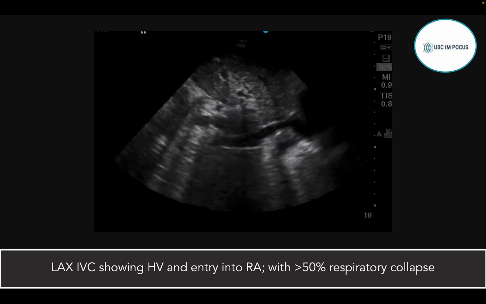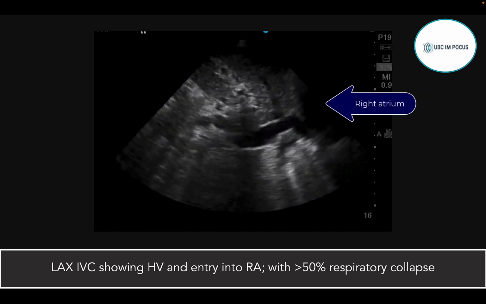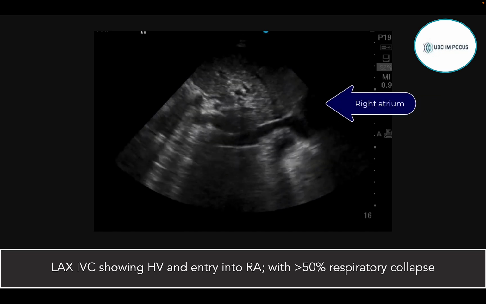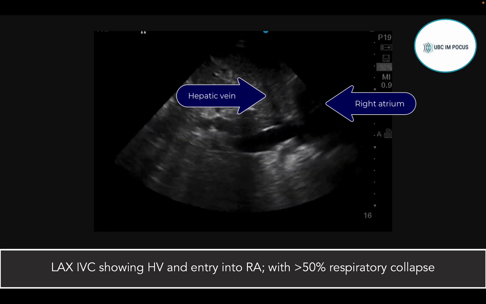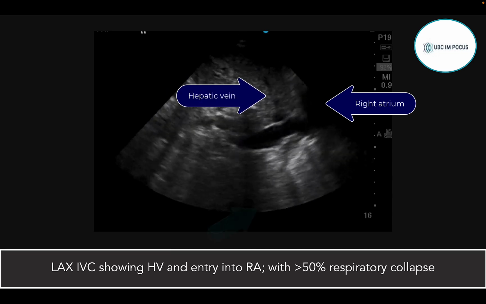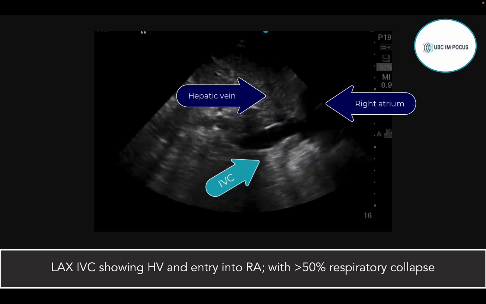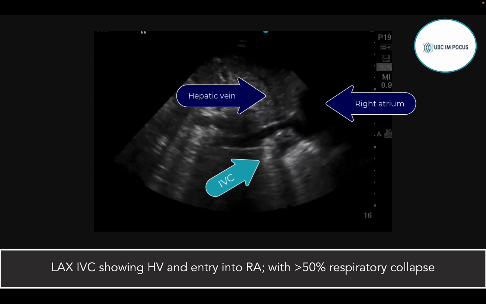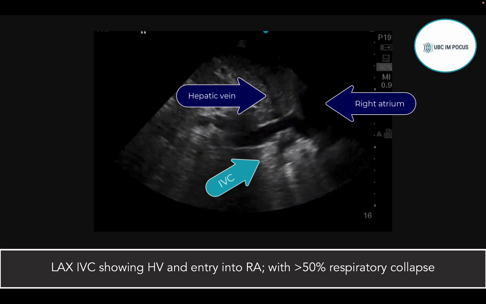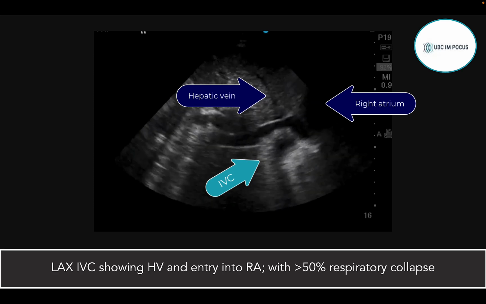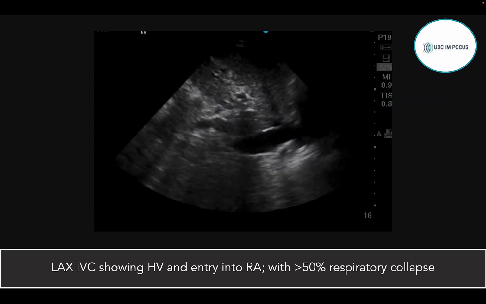Here's a familiar long axis view. Heart is on screen right. We see the non-plethoric hepatic vein draining into the IVC there. And then we see the intrahepatic part of the IVC. And we can see some respiratory change. Again, apologies that this clip is so patchy, but probably at least 50% if we eyeball this.